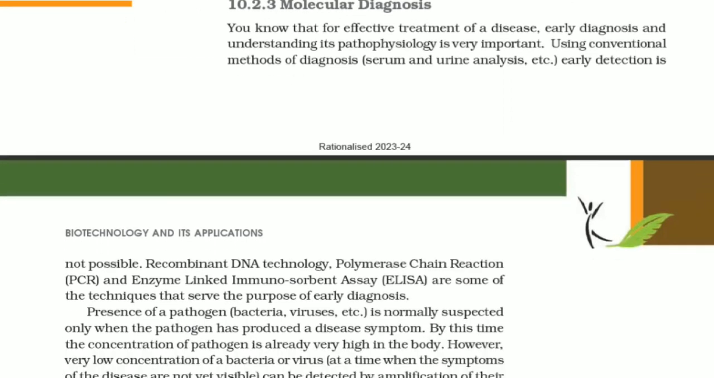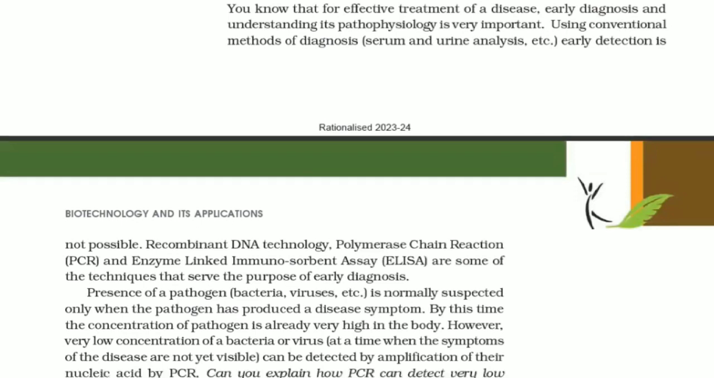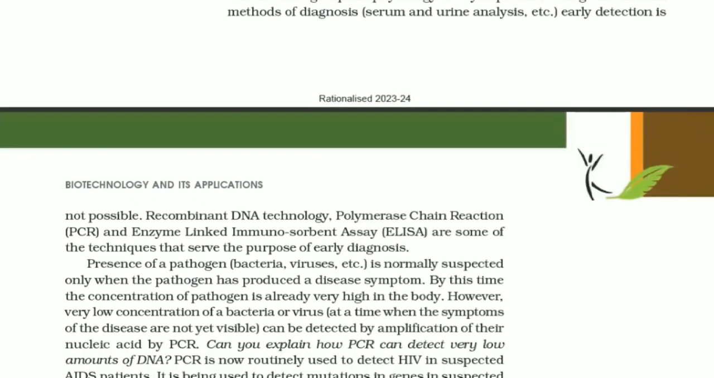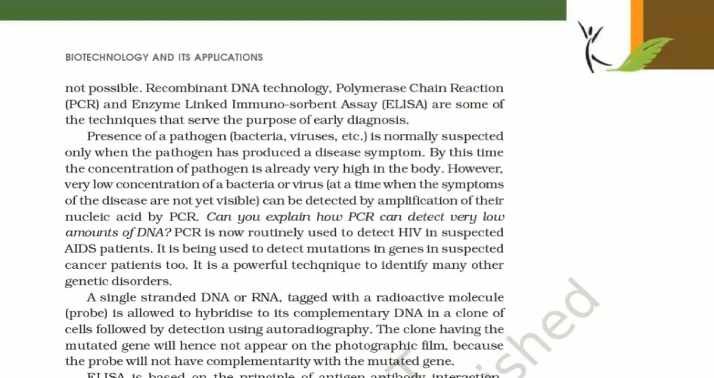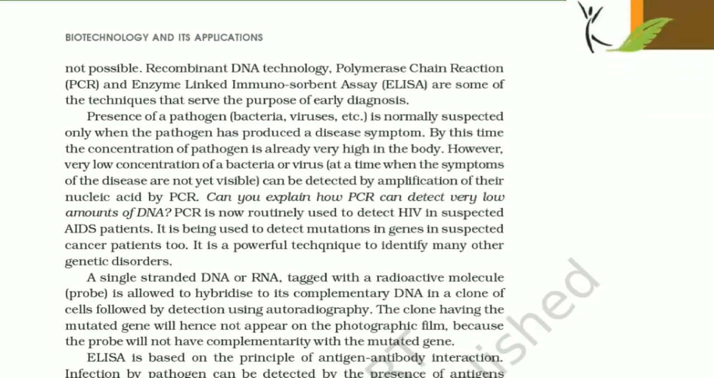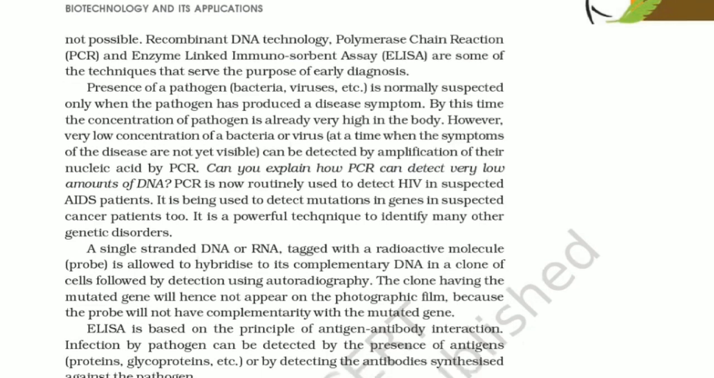10.2.3 Molecular diagnosis. You know that for effective treatment of a disease, early diagnosis and understanding its pathophysiology is very important. Using conventional methods of diagnosis, that is serum and urine analysis, etc., early detection is not possible. Recombinant DNA technology, polymerase chain reaction, and enzyme-linked immunosorbent assay, ELISA, are some of the techniques that serve the purpose of early diagnosis.